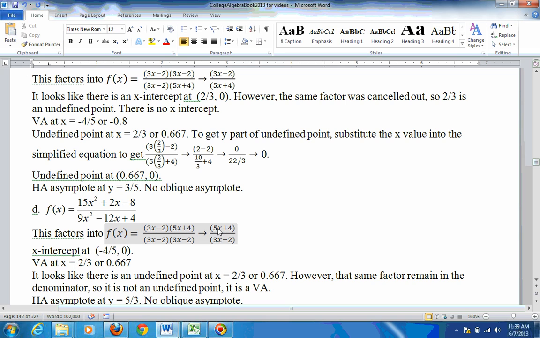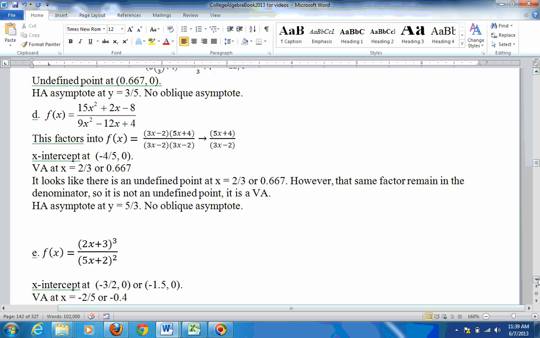The x-intercept is going to be where 5x plus 4 is equal to 0, or negative 4/5, and the horizontal asymptote's at 5/3. Powers are the same. That's why you look at the leading coefficient. So I think that's everything with that particular problem.